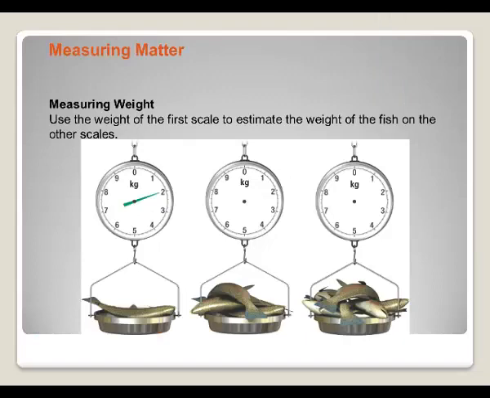So use the weight on the first scale to estimate the weight of the fish on the next two scales. If one fish equals around 2 kilograms, maybe a little bit less, on the second scale we have 3 fish. So 2 times 3 would give us somewhere close to 6. The next picture has 1, 2, 3, 4, looks like 5 fish on it. So 2 times 5 would give us somewhere in the neighborhood of 10 kilograms. It may be a little bit less, but somewhere up in the upper end of that spring scale.